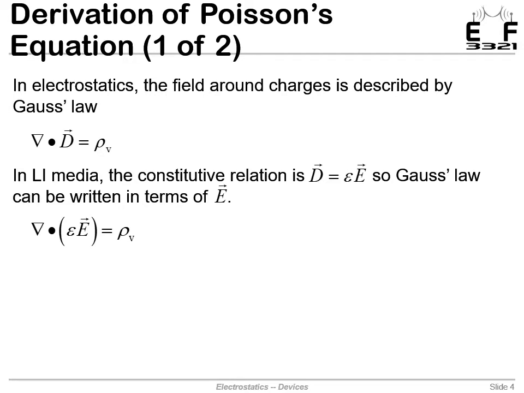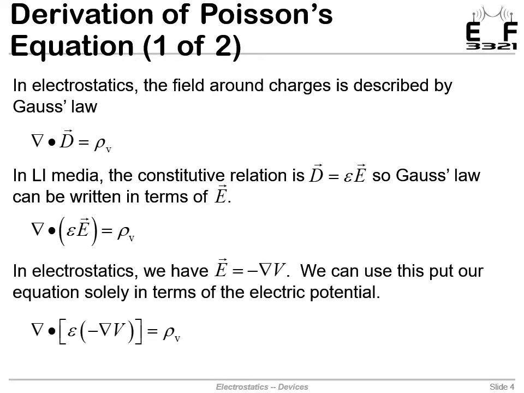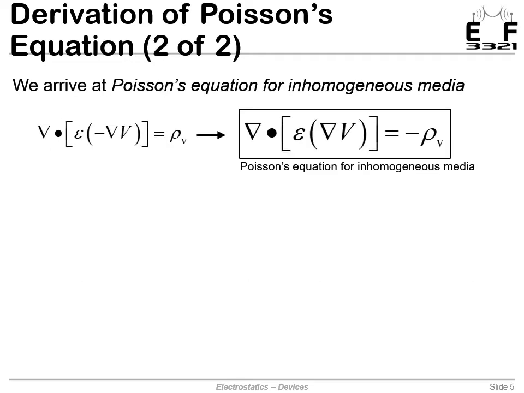We also know that the electric field is the negative gradient of the electric potential, and we can replace the electric field with that. And so we're almost there. We're almost at the inhomogeneous Poisson's equation. The last thing we need to do is to take this negative sign outside of the del operator and then move it over to the right-hand side of the equation. When we do that, we end up with Poisson's equation for inhomogeneous media.